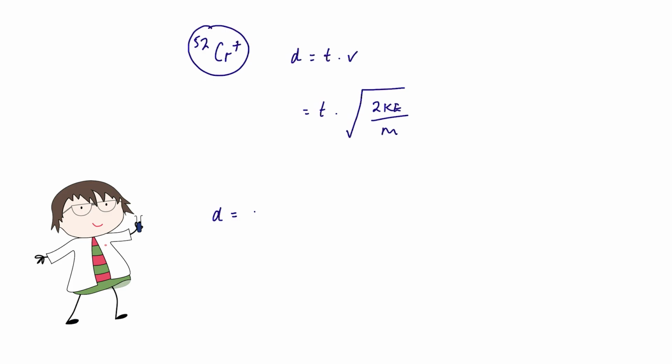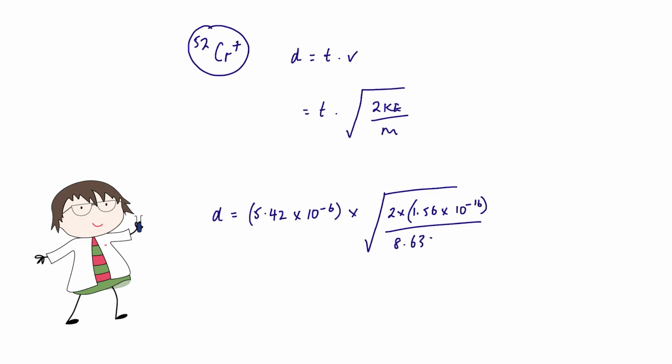Now that I have the information I need, we can say that the distance, or the length of the flight tube, is equal to 5.42 times 10 to the minus 6 multiplied by the square root of 2 times 1.56 times 10 to the minus 16 divided by 8.638 times 10 to the minus 26. Plug all that into my calculator and the length of the flight tube comes to be 0.326 meters. Now we can find the time taken for the chromium-50 ion to drift the same distance.